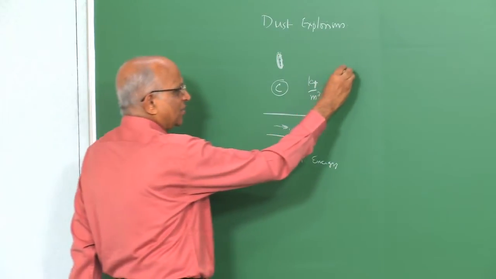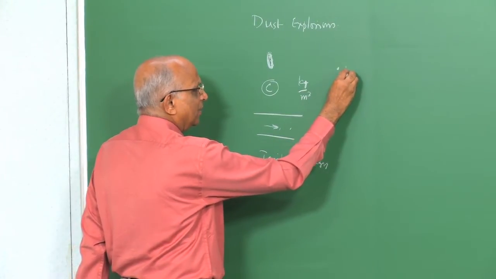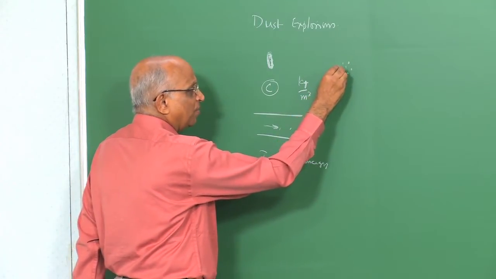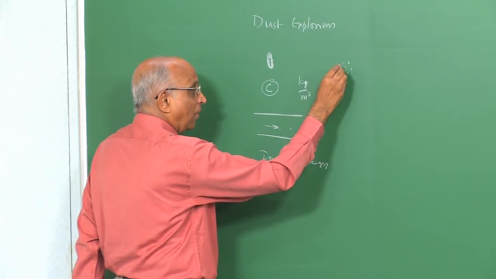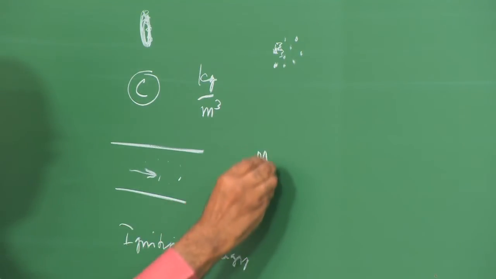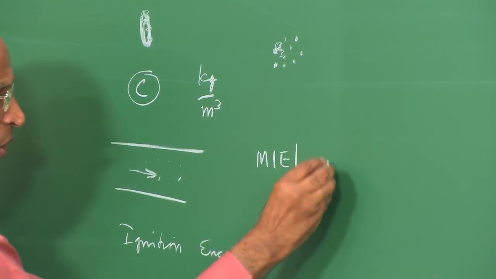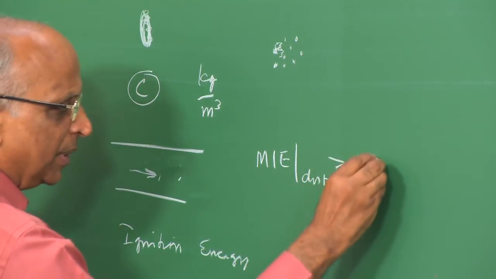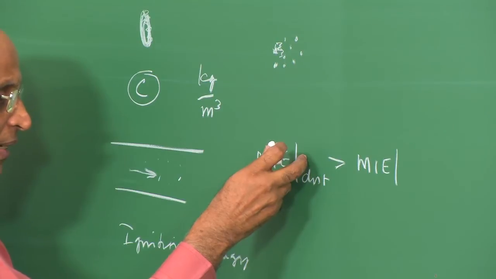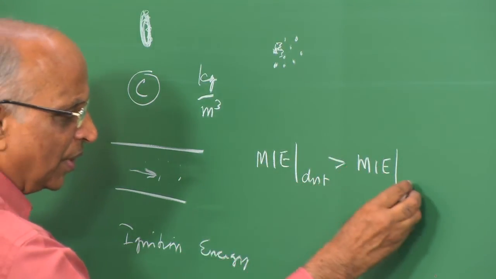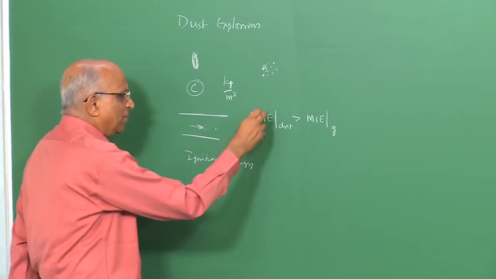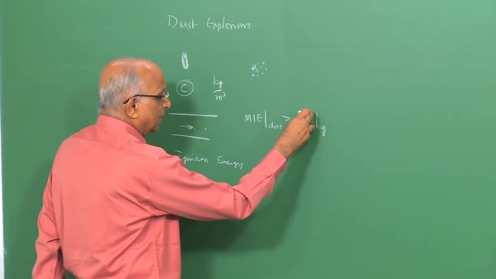Since dust is initially in the solid state, smeared in the air, the duty of the ignition source is first to make sure that the dust particles release the hydrocarbon vapor, or if it is some other substance, the vapor of that substance. The minimum ignition energy for the dust particles should obviously be greater than the minimum ignition energy of the same vapor, in this case hydrocarbon gas, in the air mixture.